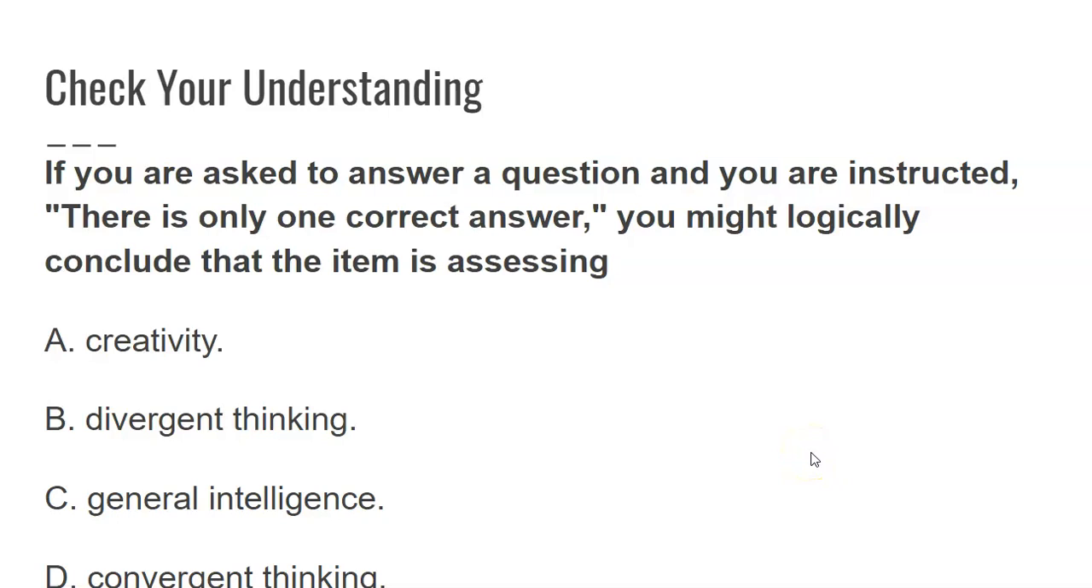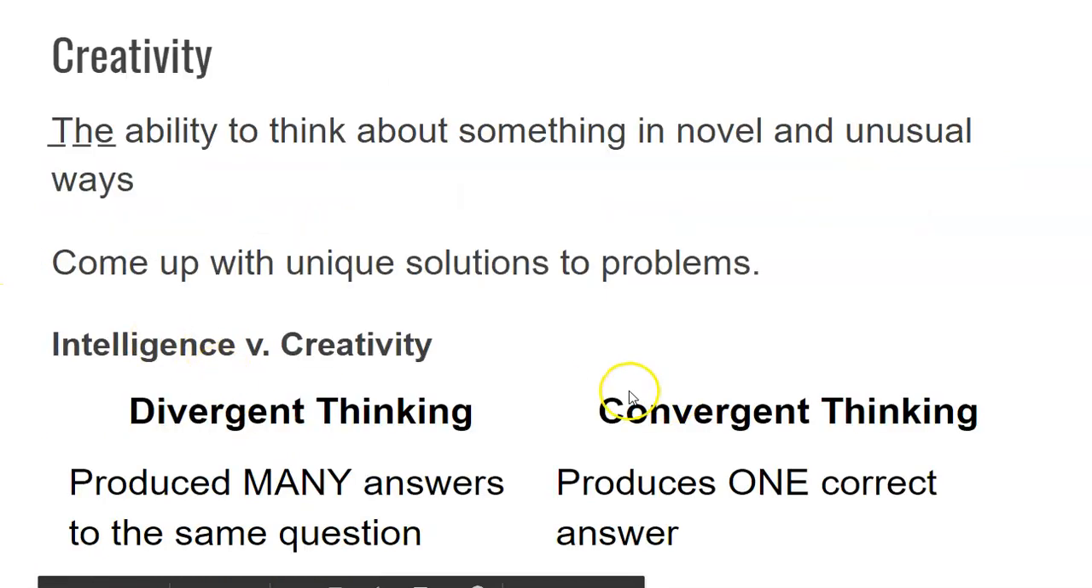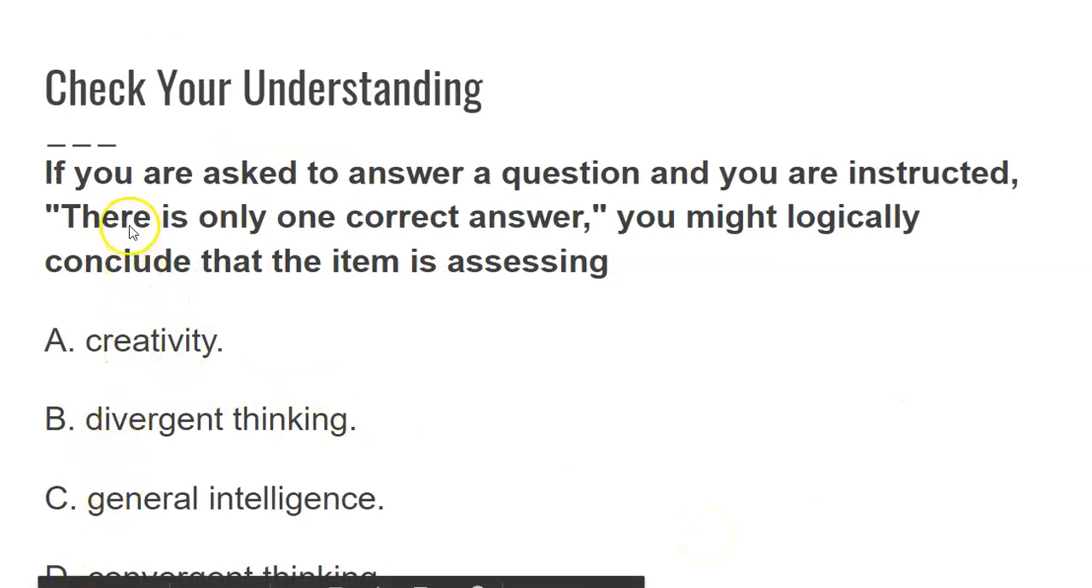Okay, did you all say that the answer was D, convergent thinking? If you did, you got the answer correct. Because, as we said in the previous slide, convergent thinking produces one correct answer. So the answer is D, because the question is asking there's only one correct answer. Even this check your understanding question is an example of convergent thinking, because I'm only saying there's only one correct answer. And in the question itself, there's only one correct answer. So the correct answer is D, convergent thinking.